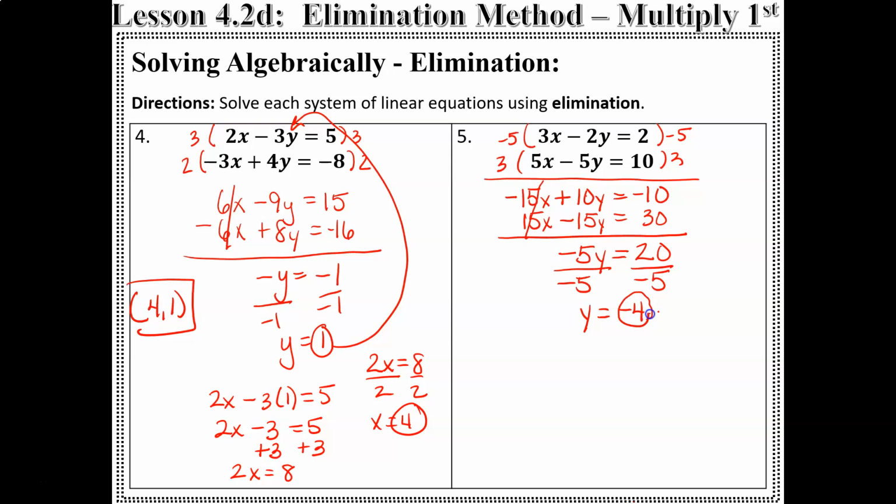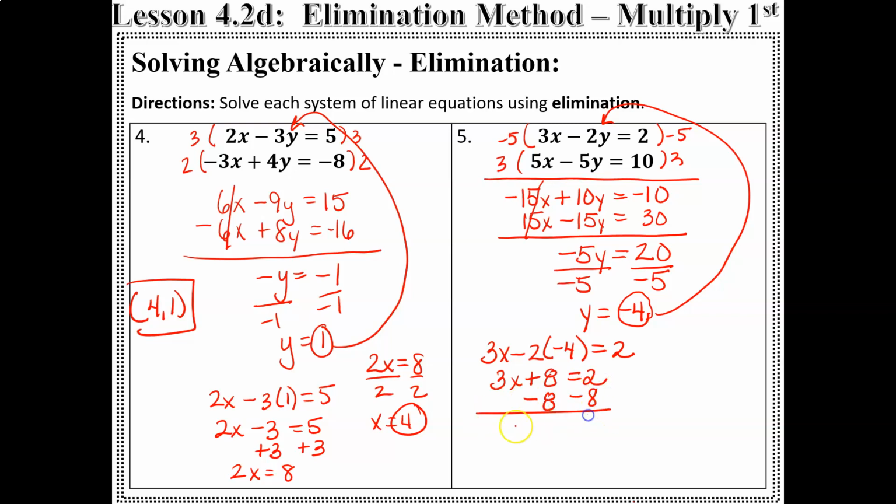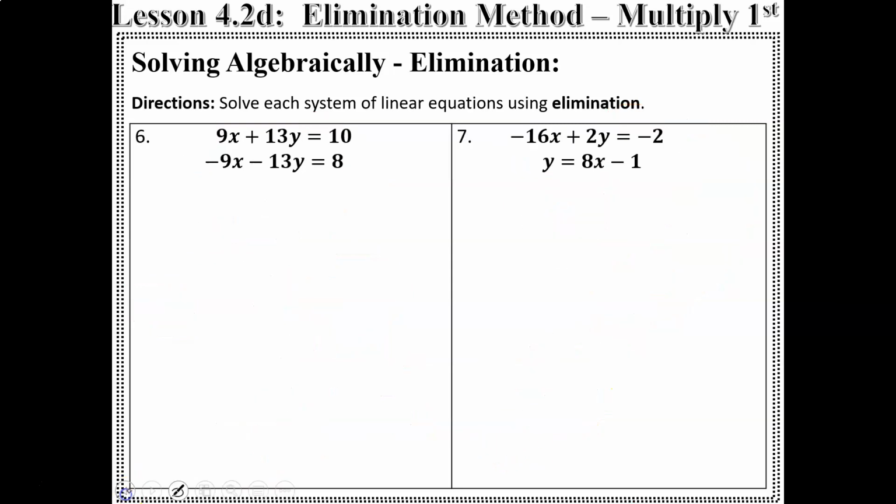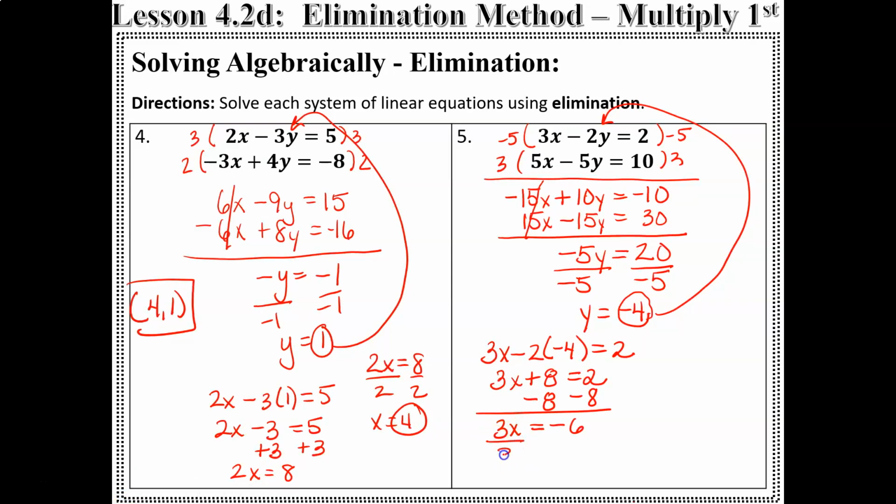Now I'm going to make sure to plug this in for the y. So I have 3x minus 2 times negative 4 instead of the y equals 2. Do that multiplication first. Negative 2 times negative 4 is 8. Subtract 8. So 3x equals negative 6 because 2 and negative 8 together is negative 6. Go back. I'm going to divide by 3 and x equals negative 2. So our answer is negative 2, negative 4.